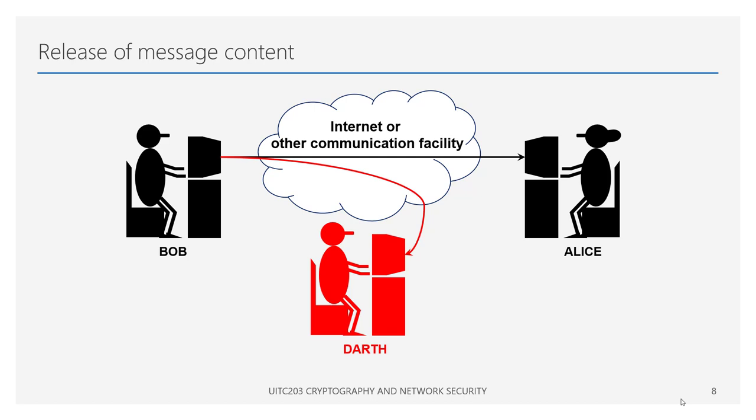Let us start from the passive attacks. The first one is the release of message contents. It could be observed that the sender is named Bob, the receiver is named Alice, and the adversary is named Dart.